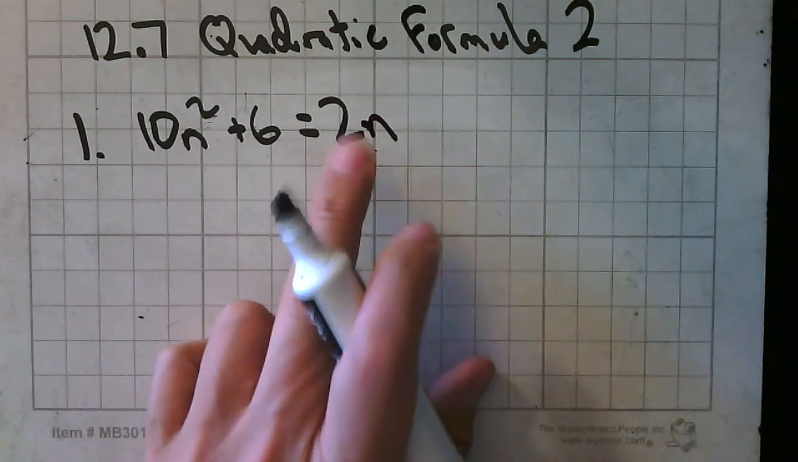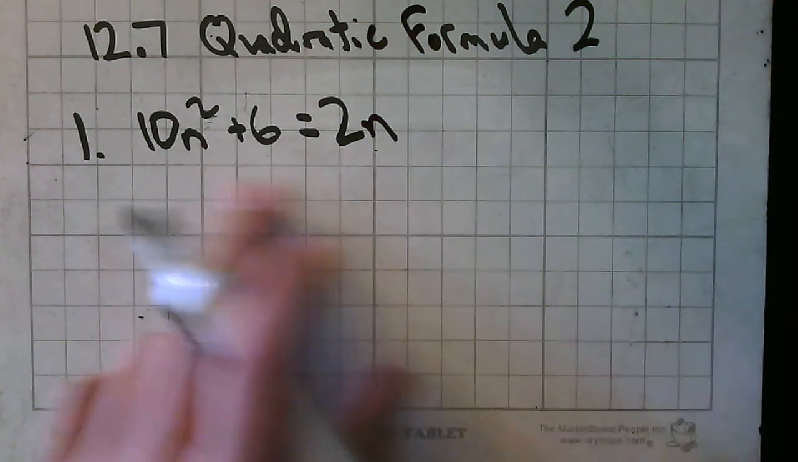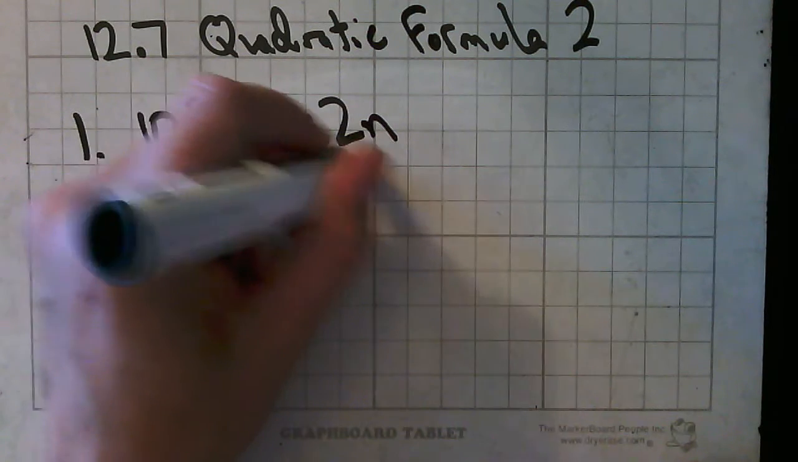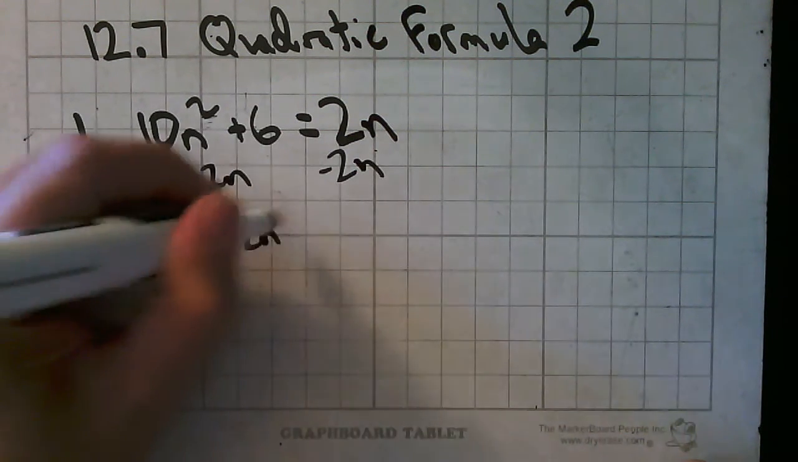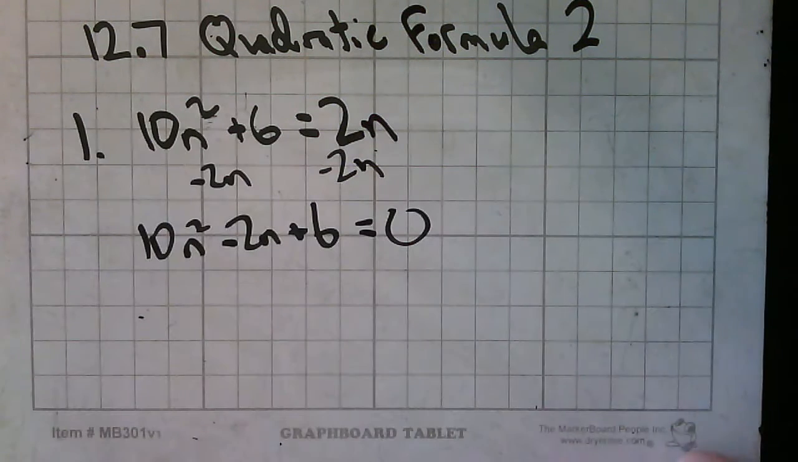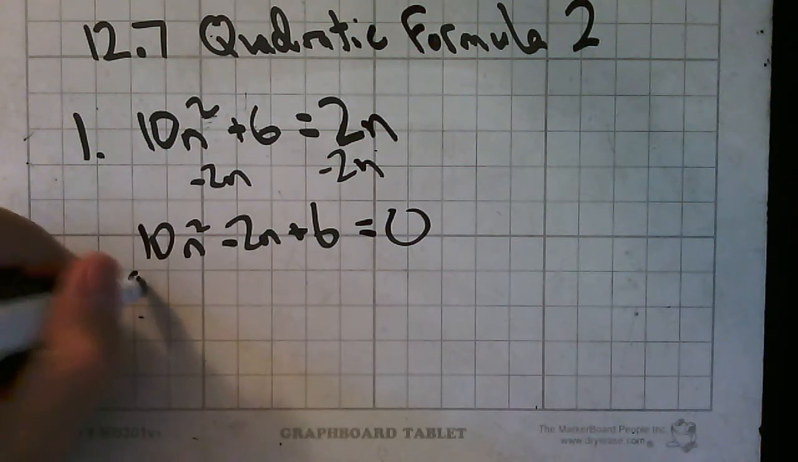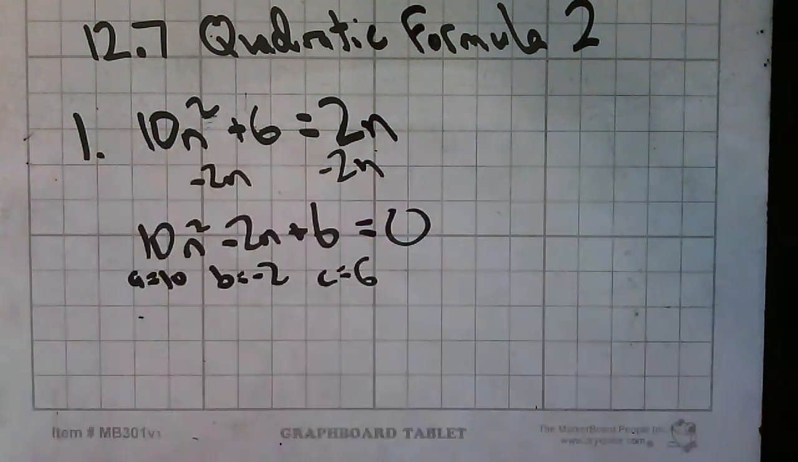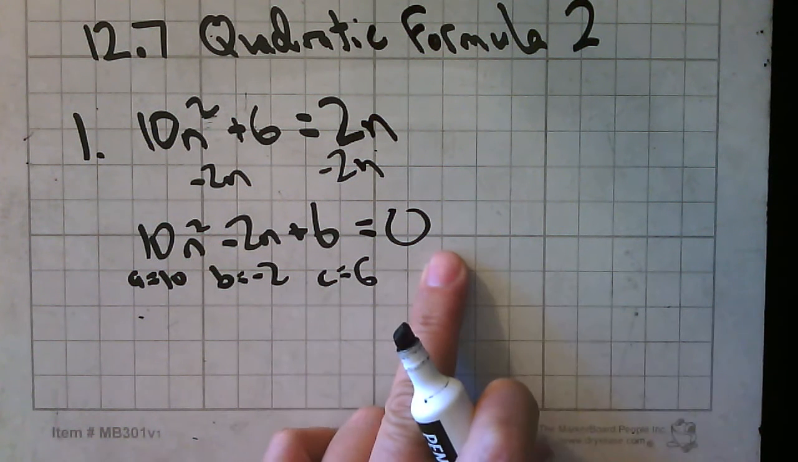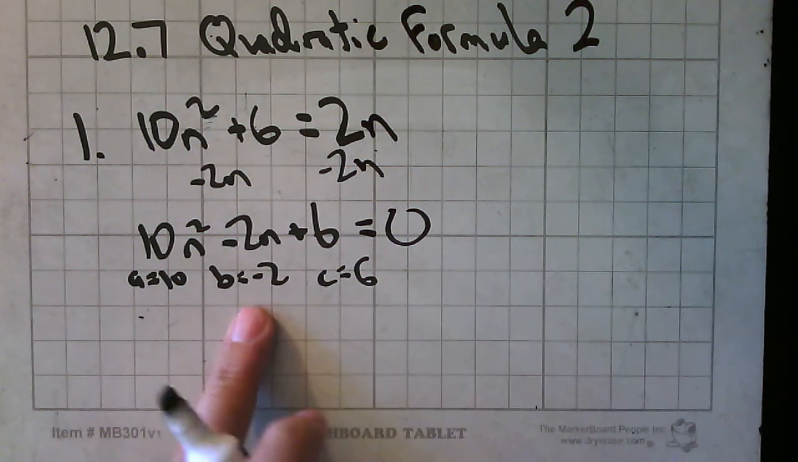First thing you should know, it's out of order, so this one has to move. This is going to end up being the b term. So I'm going to do minus 2n to both sides here. 10n squared minus 2n plus 6 equals 0. Now I have my a, b, c. So a is 10, b is negative 2, and c is positive 6. So first thing I'm going to do, make the right side 0, and then the rest is the same.